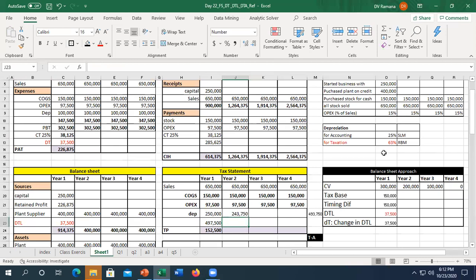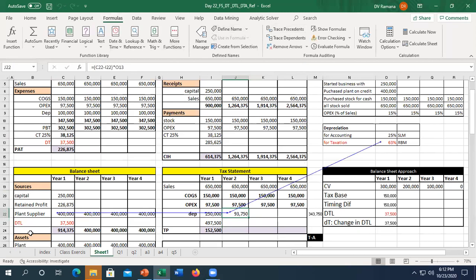So depreciation is equal to, oh, again I put the formula wrong. So 400,000 minus 250,000 into the tax rate, right? So 93,000 is the depreciation. Can we see that again? 400,000 minus 250,000 into 63,000.